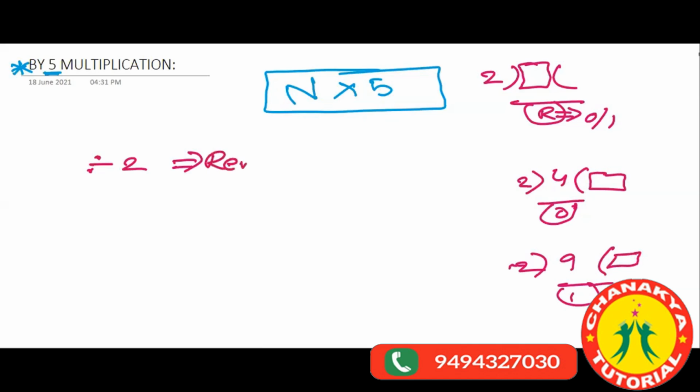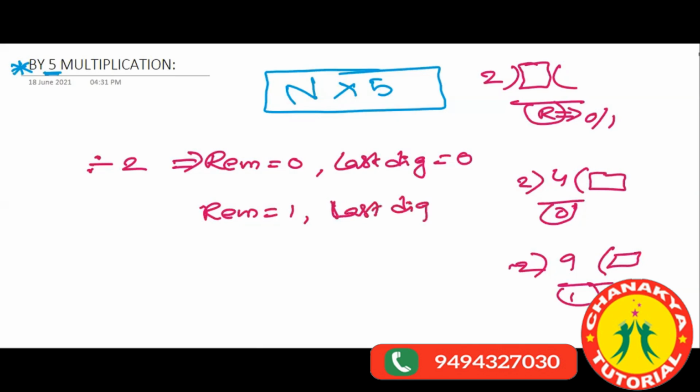So if the remainder is 0, simply keep the last digit 0. If the remainder is 1, simply keep the last digit 5. Got it? Let us apply this on any number.